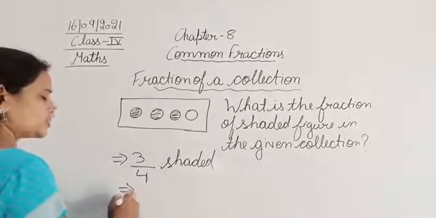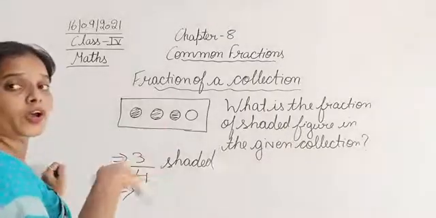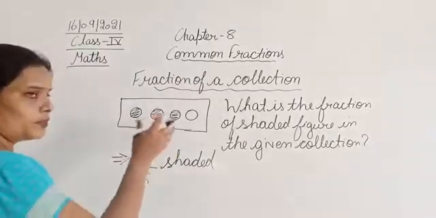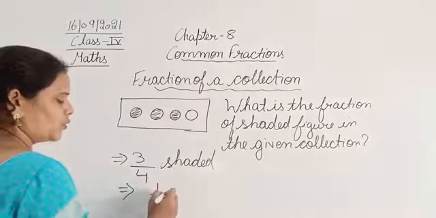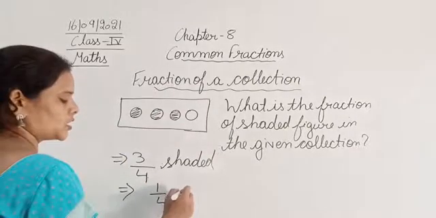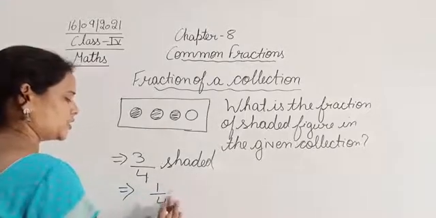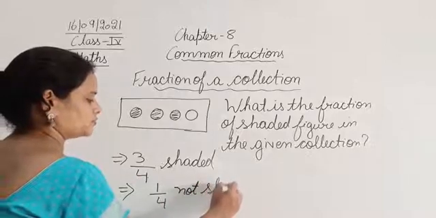Next, अगर इसी में क्वेश्चन पूछा, what is the fraction of unshaded balls, जो जितनी भी balls unshaded हैं उनकी fraction क्या है? So you will say 1 out of 4 is unshaded. Is not shaded या unshaded, you will write is not shaded.